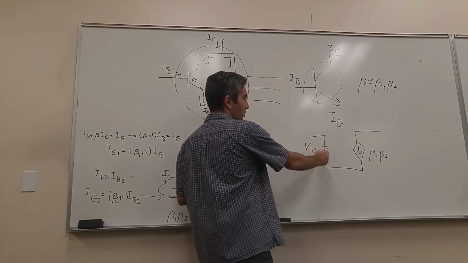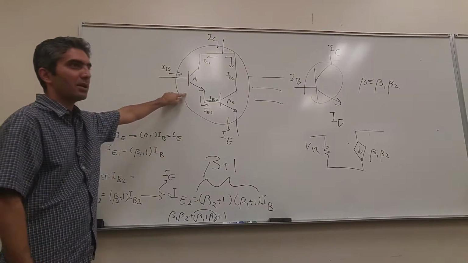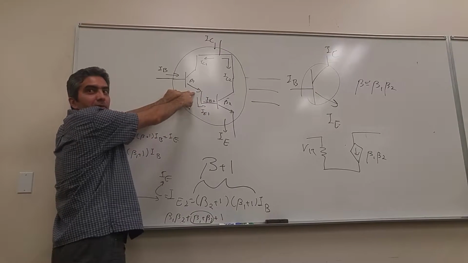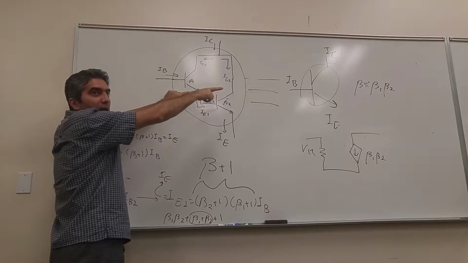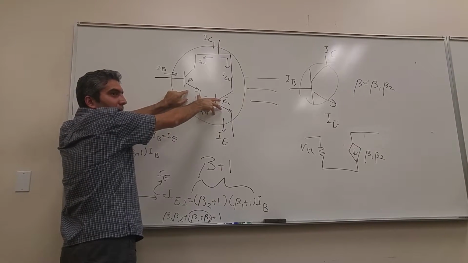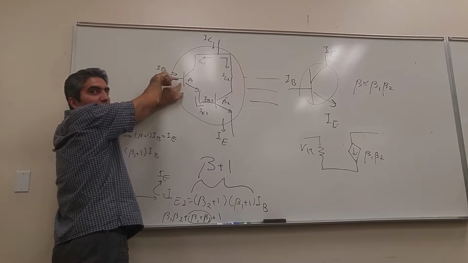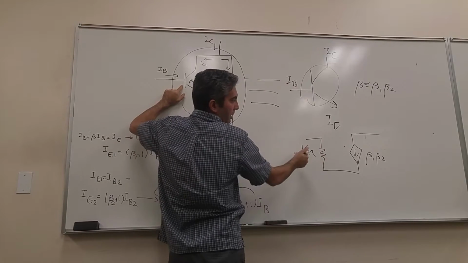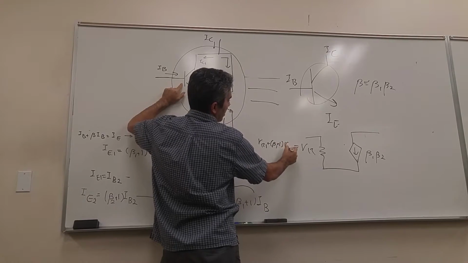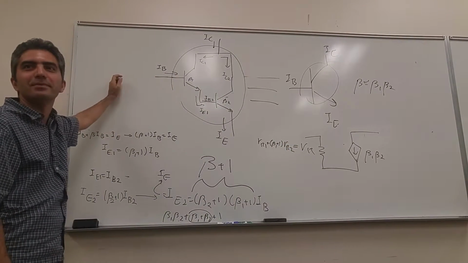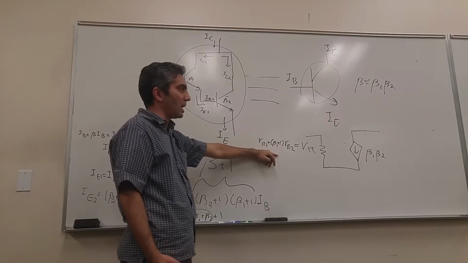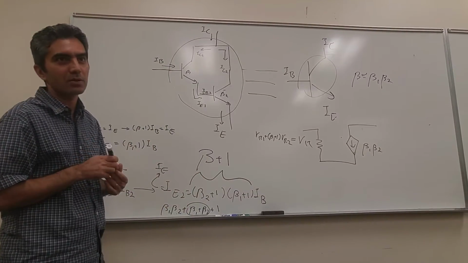Now, about R pi, you got to be careful. The R pi of this thing, what is it? There's actually another R pi in the emitter of this thing. So we just talked about it, right? We said if you have an RE, it's going to get multiplied by the beta plus 1 of this one and shows up at the base. So this R pi for that model would be R pi 1 plus beta 1 plus 1 of R pi 2.